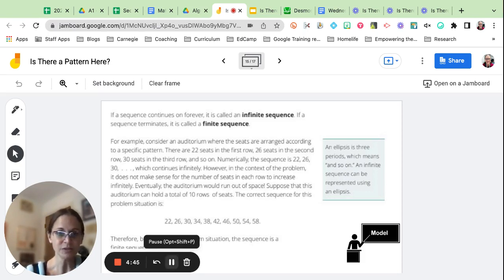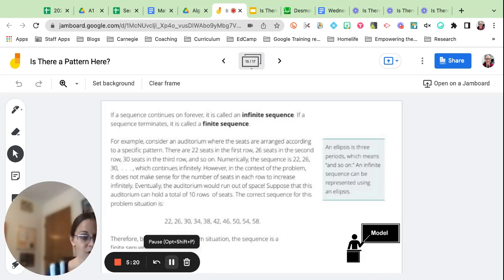So, for example, consider an auditorium where the seats are arranged according to a specific pattern. There are 22 seats in the first row, 26 seats in the second row, 30 seats in the third row, and so on. Numerically, the sequence is 26, 30, 34, 38, 42, 46, 50, 54, 58, and it continues infinitely. Realistically, though, it eventually ends because the auditorium has a back. Eventually, you reach the back of the auditorium and you can't fit any more seats in there. But we could continue adding 4 forever.